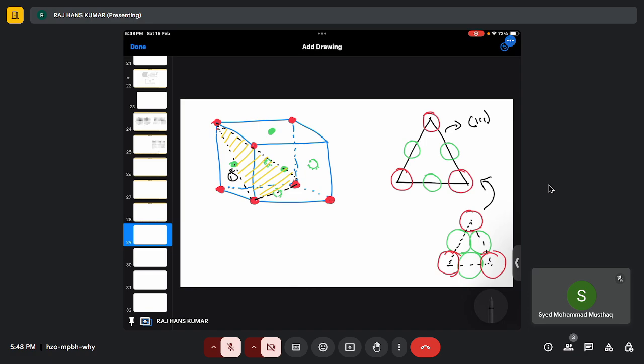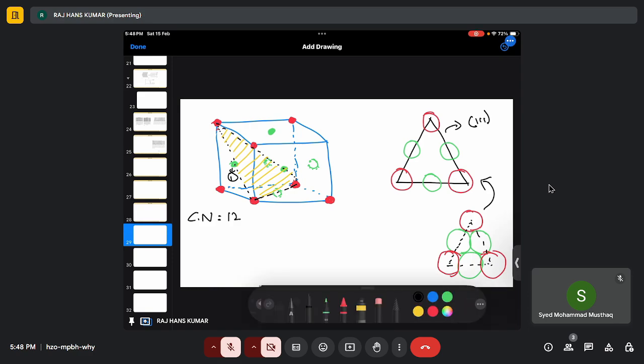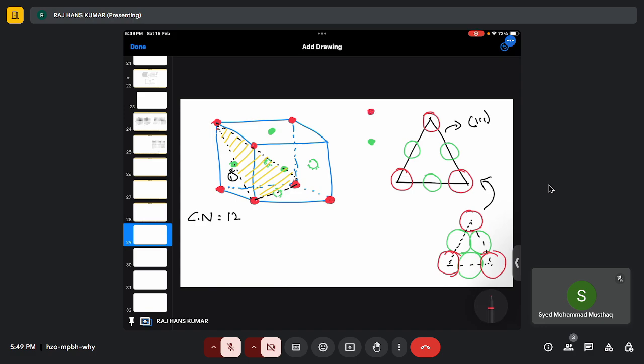Okay. Now the coordination number in FCC is 12. Why? Because let's say this is my atom, this is my focus atom, right? Now this is my top one. This is my bottom one.